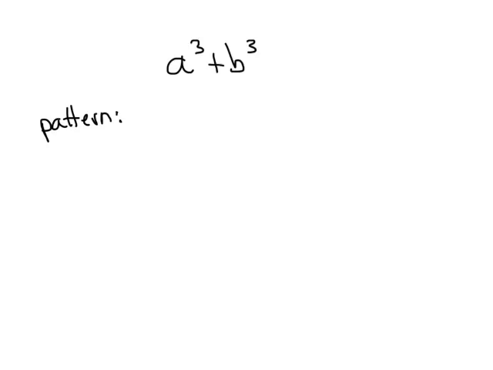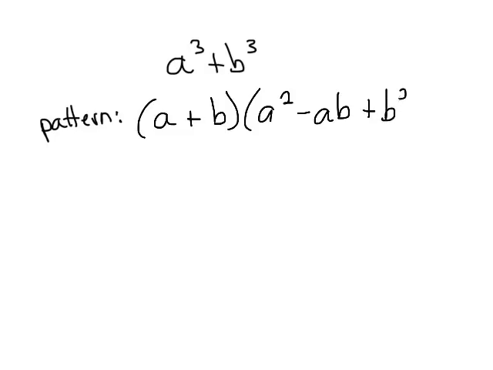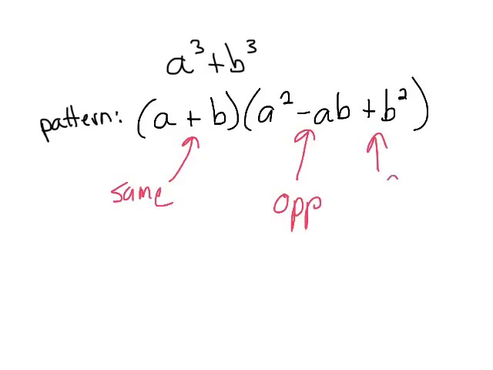The same pattern holds for the sum of cubes. So unlike perfect squares, we can factor the sum of cubes. It's going to be a plus b and then a squared minus ab plus b squared. Take a look. It's the same rule. Same sign, opposite sign, always positive.